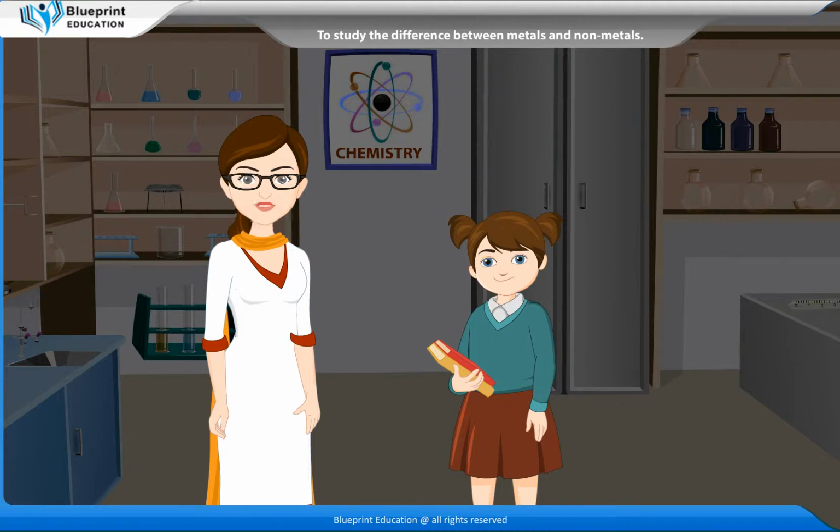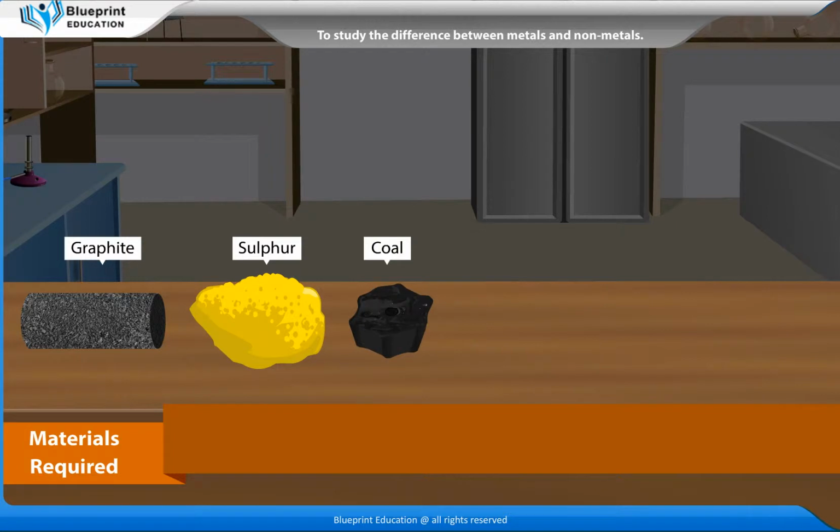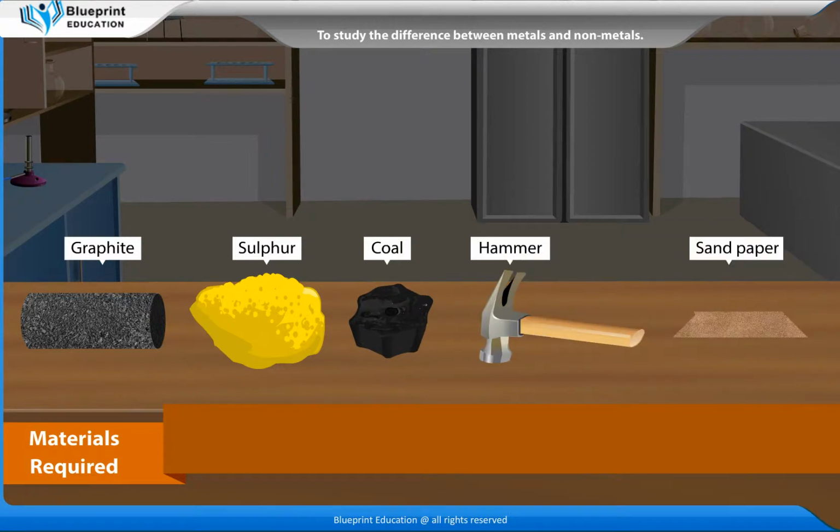Let's perform an experiment to study the difference between metals and non-metals. The materials required are 1 piece of wire, each for metals like iron, aluminium, and copper. Samples of non-metals like graphite, sulfur, and coal, a hammer, and sandpaper.